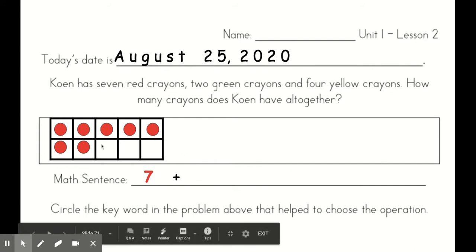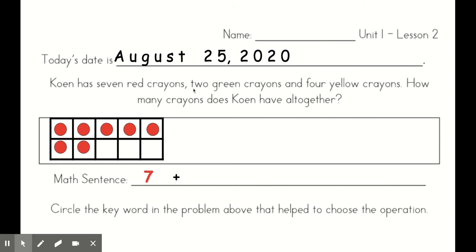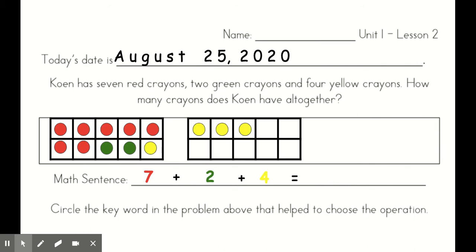So there's your 7 red crayons. Next is the 2 green crayons. Okay, look, you've only got one more box to fill in 10. That tells you that it's 9. And then you're going to add 4 more. So once you fill in that last box in the 10 frame, you know you're going to have to draw another one. It's very important if it's a tens frame to have 5 on the top and 5 on the bottom. So there's your last 4.